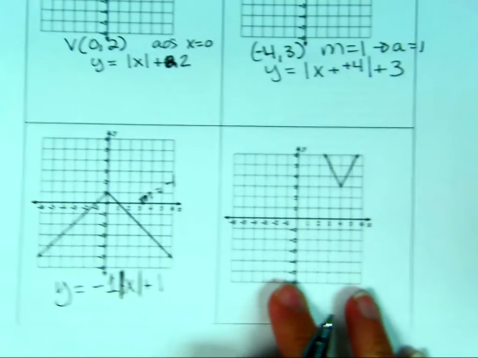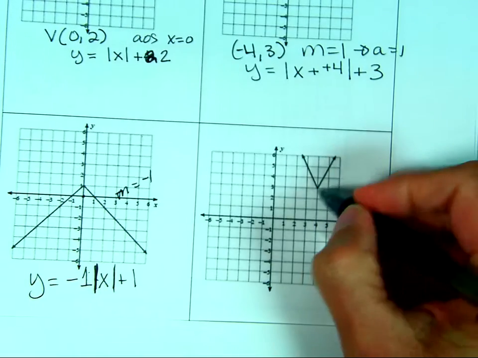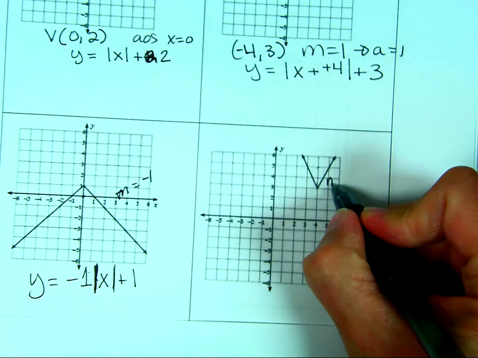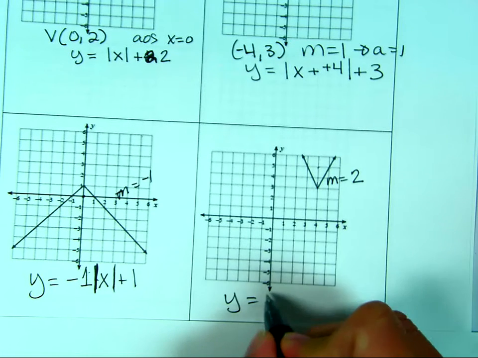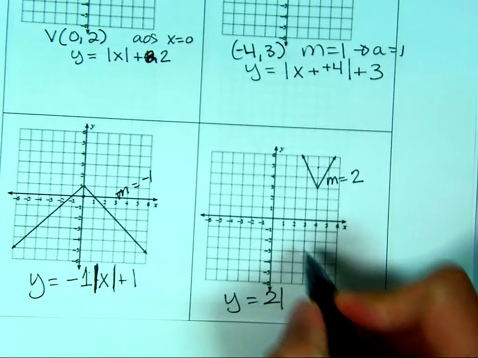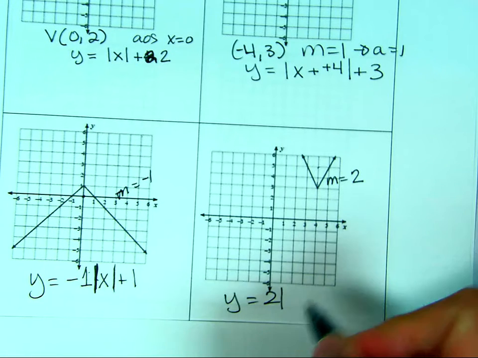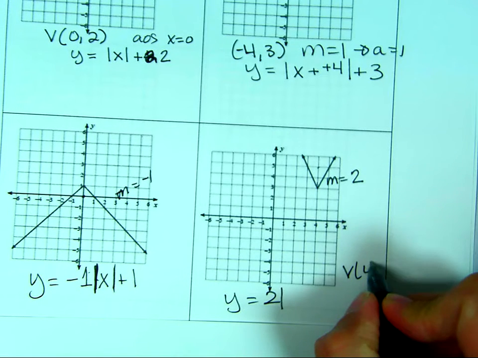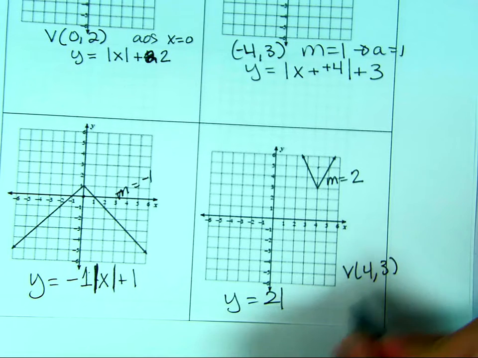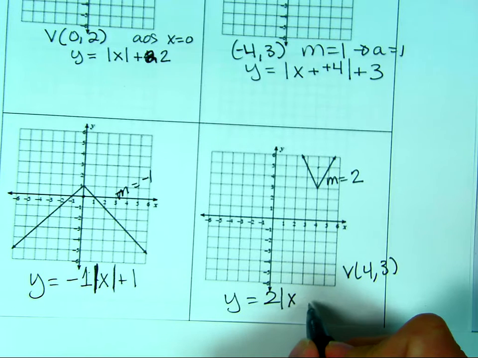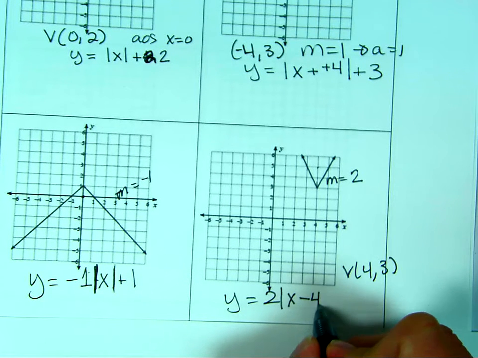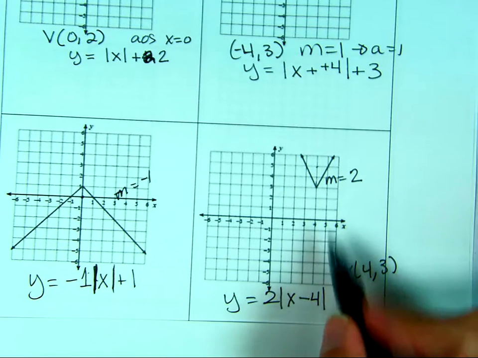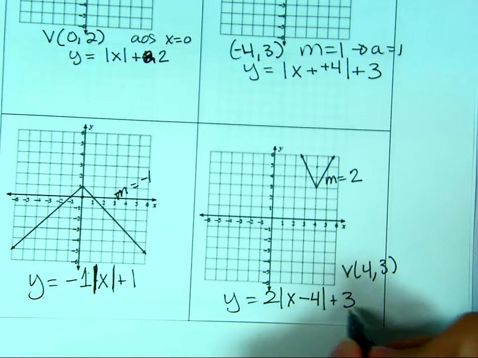Okay, let's look at this last one. So let's find the slope. Up 2 over 1, my slope is 2. It's not upside down, so I know my a is 2. So there we go. It moved right 4, because my vertex is 4, 3. So it moved right 4. Do you remember what I put there? Remember? Right is -4. And then it moved up 3, and that's a plus 3.